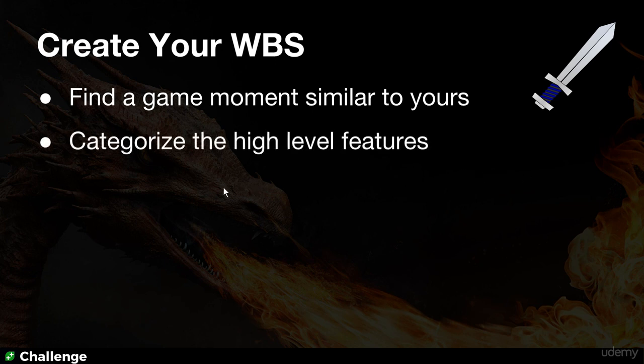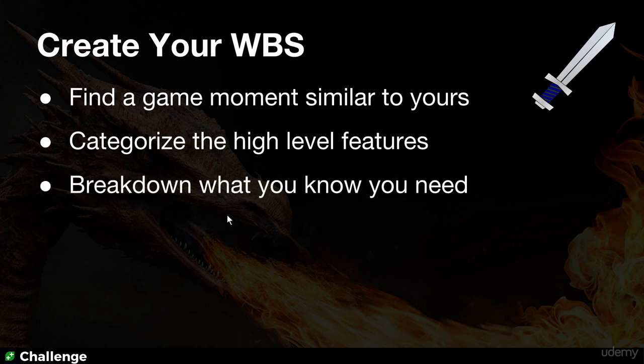And then categorize the high-level features. So you saw when I was looking at my work breakdown structure, we had combat, inventory, level creation. Start at that level and try to make sure that you're clear on what are the big buckets that you're going to have in your game. And then break down what you need to know at this point in time, particularly for the game moment that you've specified you're going to make. What are all the different elements and features and mechanics and assets you're going to need at that point?